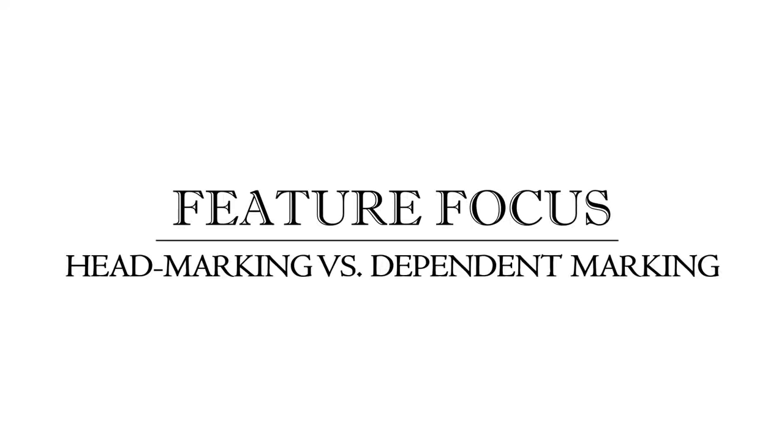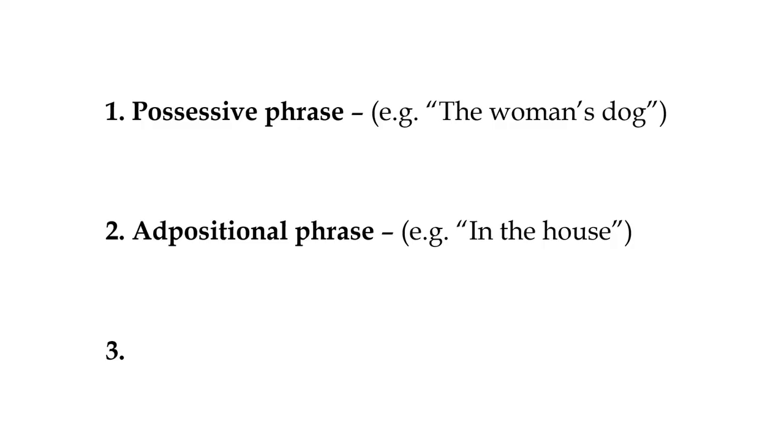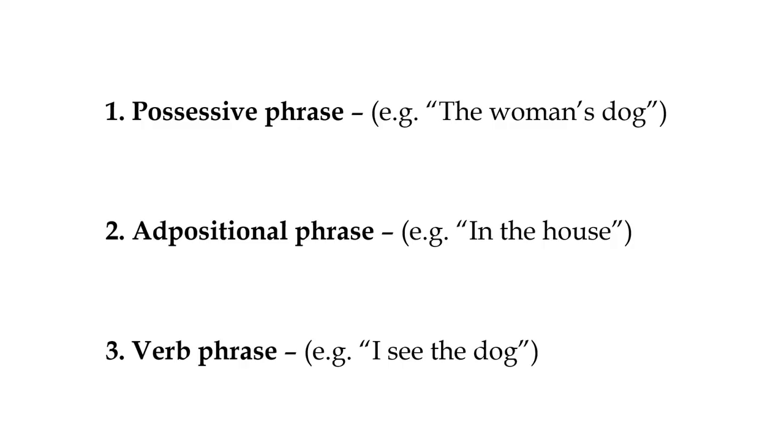In all natural languages, meanings are expressed by putting words together into grammatical units or phrases. For the purposes of this video, we're going to focus on three basic types of phrases. Possessive phrases like the woman's dog, where one noun possesses another. Adpositional phrases like in the house, where a noun serves as a referent for an adposition. And verb phrases like I see the dog, where the action of the verb is received by an object.